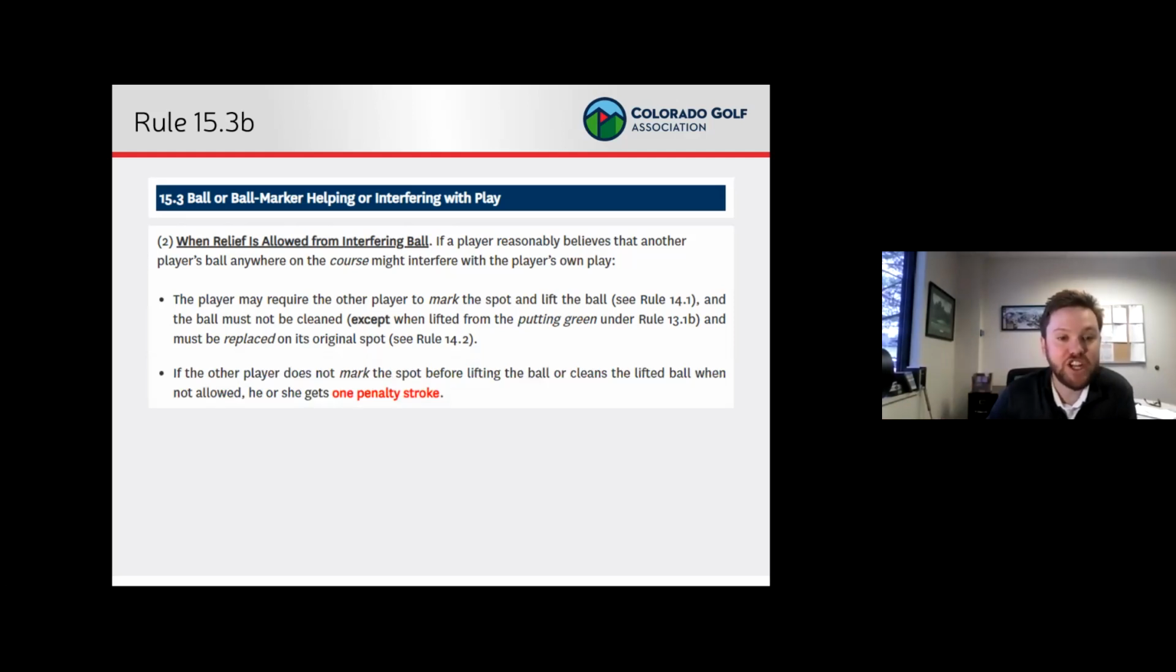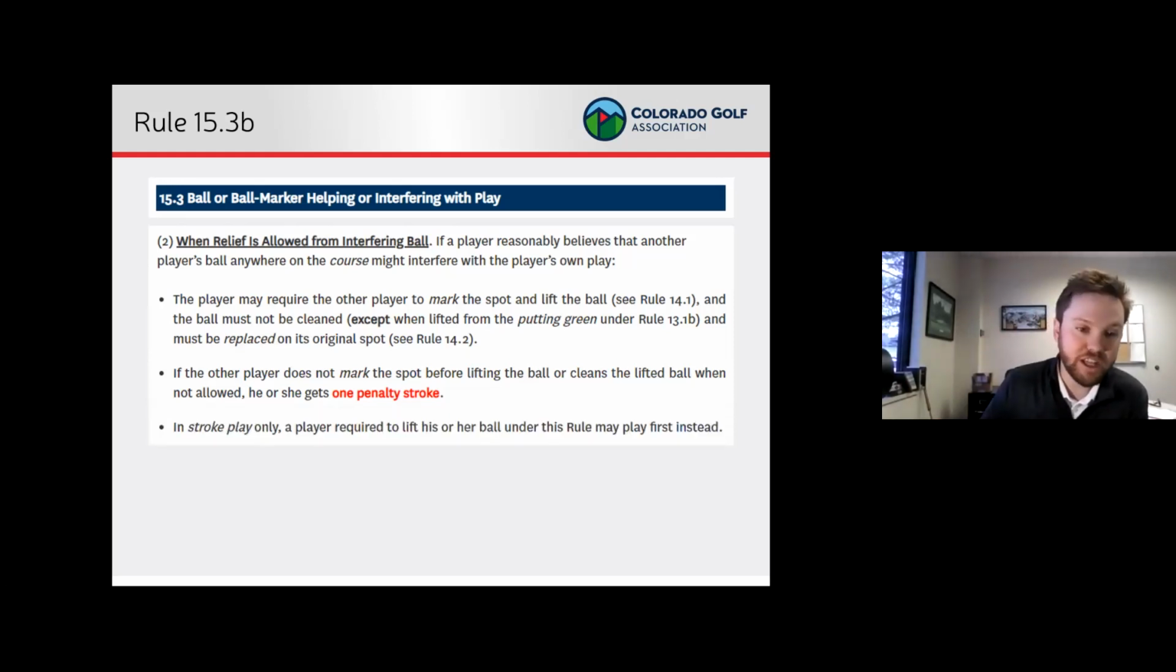If the other player does not mark the spot of the ball before lifting, or cleans the lifted ball when not allowed, he or she gets 1 penalty stroke. So if they mark it and say, yeah, I'll move it out of the way, and there's some mud on it, they're going to get penalized 1 stroke for cleaning a ball when not allowed when lifted under the rule. So the rule allows it to be lifted, but does not allow it to be cleaned. Again, that's one of those 4 exceptions we see in Rule 14.